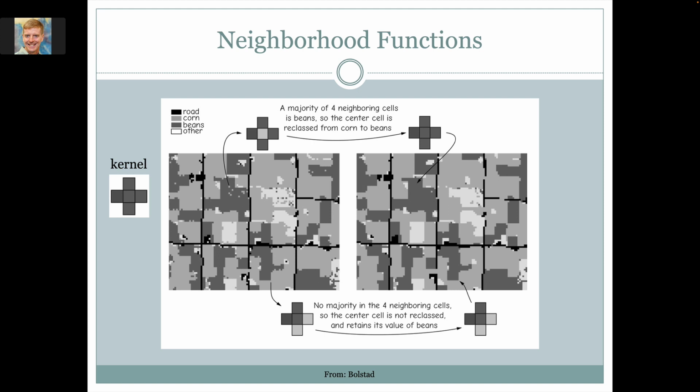However, this doesn't change everywhere. In the example on the bottom, we can see that there is no majority. It's a 50-50 split. 2 are beans and 2 are corn, so we're not going to reassign that pixel. So this just looks at what the majority are and then decides whether or not to reassign based on that majority. And once again, this would be used as a moving window, reevaluating every single pixel in the input grid to produce the output grid.